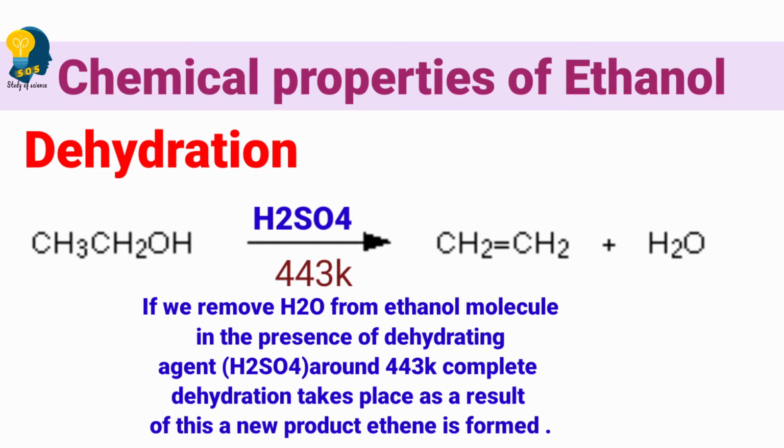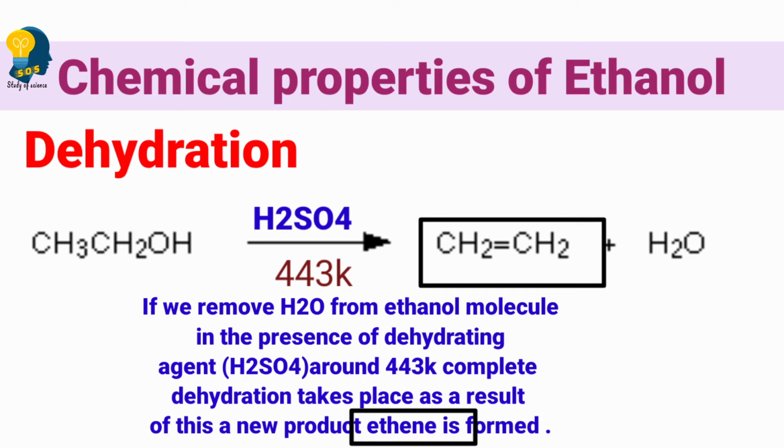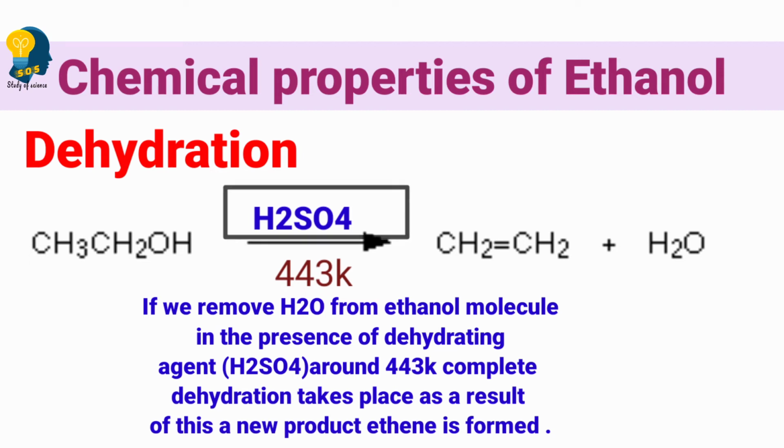As a result of complete dehydration, ethene is formed. Students, one important thing you have to note down here is that the strong dehydrating agent used in this reaction is sulfuric acid. Why is it a dehydrating agent? Because it is removing the water from the ethanol. Hence, it is considered a dehydrating agent. Clear? So here, a strong dehydrating agent like sulfuric acid can cause the loss of water, and thereby a new compound, ethene, is formed. So this is how dehydration takes place in ethanol.